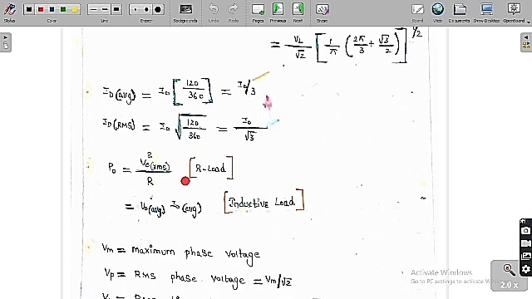Whereas for a pure resistive load, V0 RMS square by R is the average value of the power absorbed by a purely resistive load. Whereas for an inductive load, it is a product of the average output voltage and the average output current.